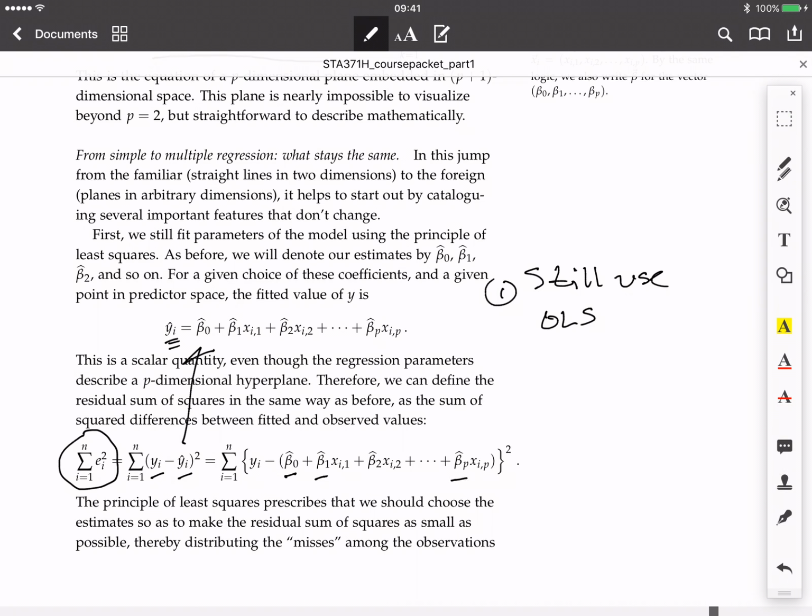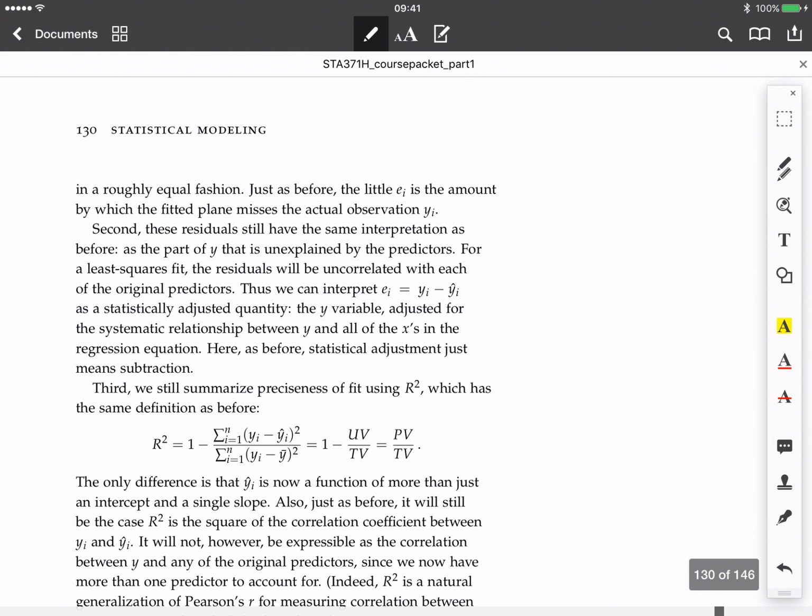That's exactly the same as in one variable regression, and again, just as in one variable regression, most statistical software will make the calculational tedium of this fitting by least squares simply a non-issue. You just type in one line and out pops the fitted parameters, beta naught hat, beta 1 hat, beta 2 hat, etc. So that stays the same.